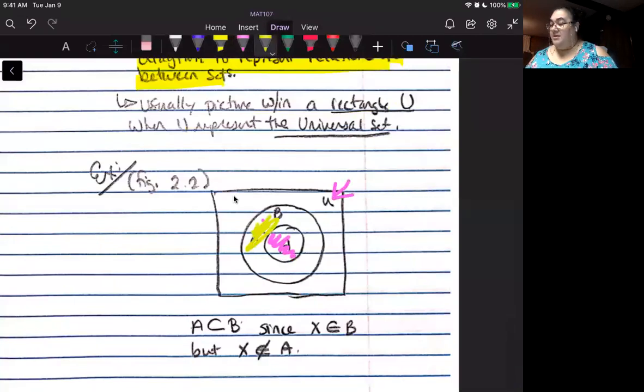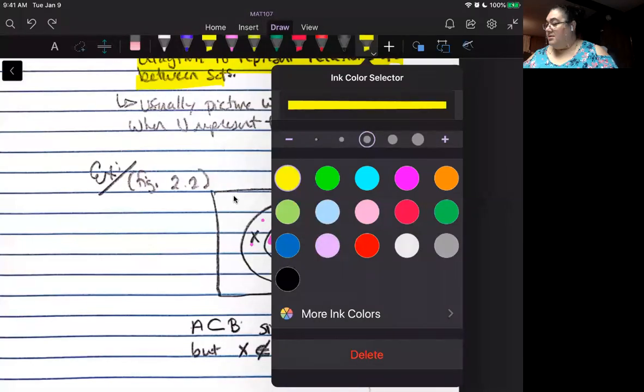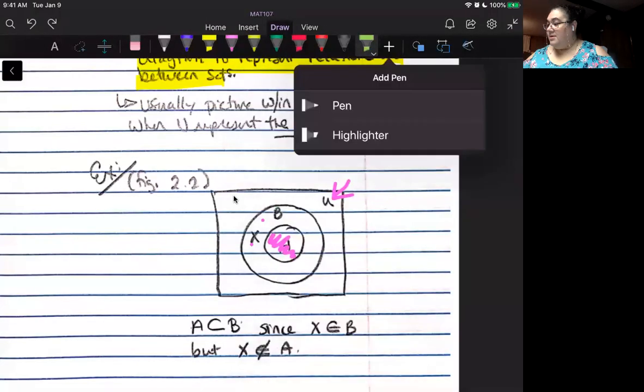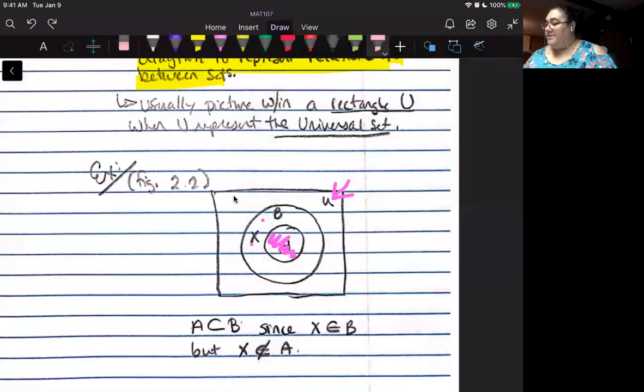So here's B. And that's not good because you're not seeing what I'm doing here. Let's add a couple more highlighters here. And we'll add another highlighter. How about, there we go. All right, so let me erase it like this and see if we can do it a little bit better.